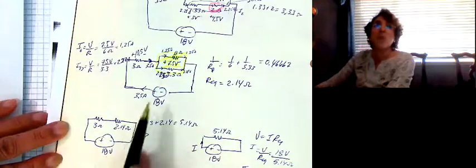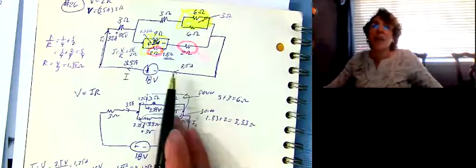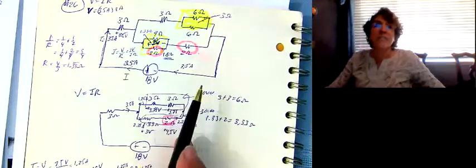Then we go backwards to figure out exactly how much current goes through each of the resistors and how much voltage, or potential difference, is across each of the resistors.